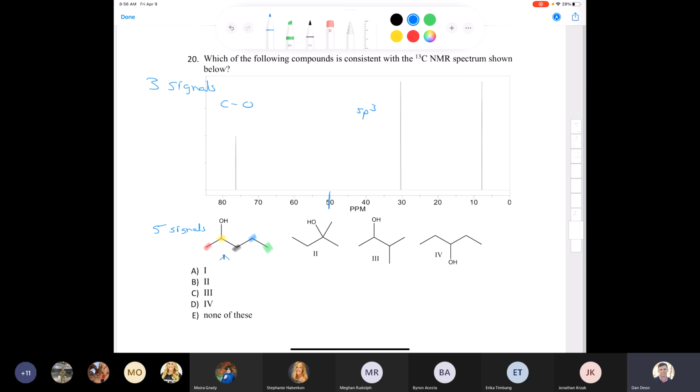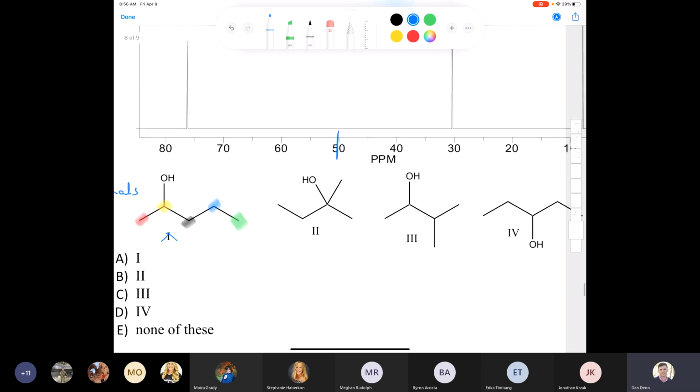What about number 2? How many types of signals would I see in number 2? I'll just throw that out there to my students. How many signals for number 2? Somebody says 5, somebody else says 5, somebody says 4.